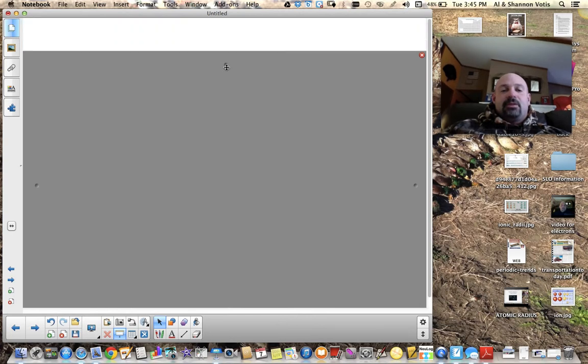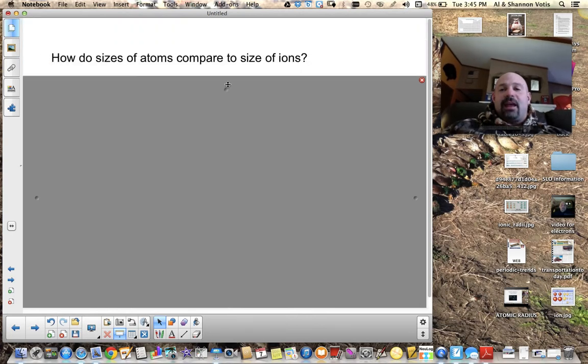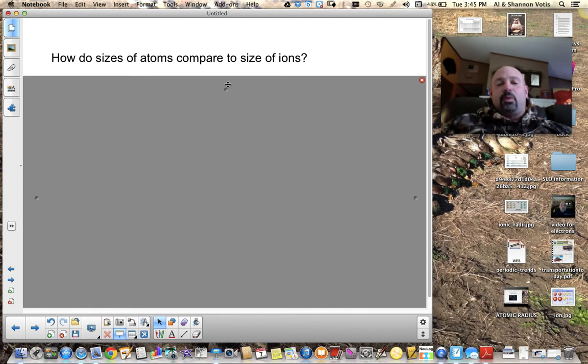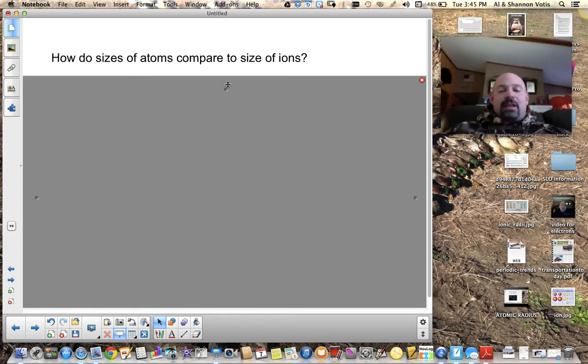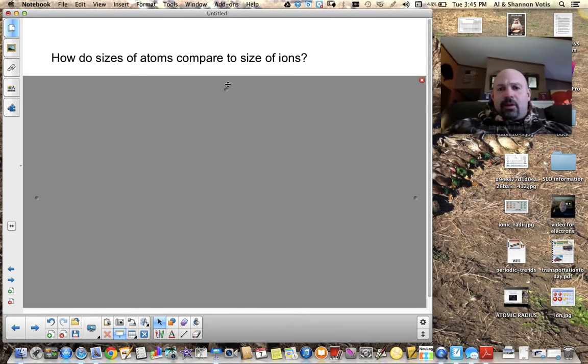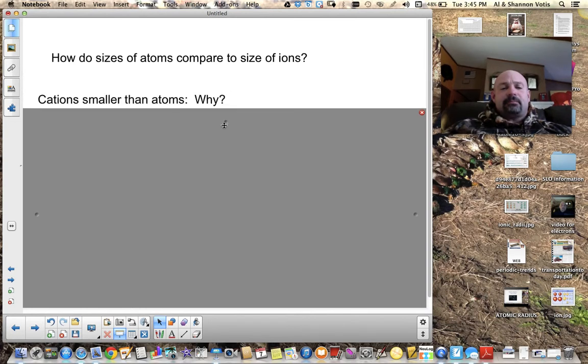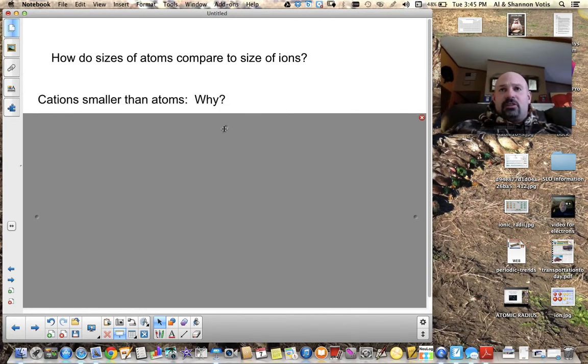Okay, so on to how the sizes of atoms compare to ions, because that's kind of important too before we get to the trends. What happens if we take the size of an atom and compare it to the size of an ion? Well, again, we're going to split it up: we'll do the cations and then the anions. So cations are going to be smaller than atoms.